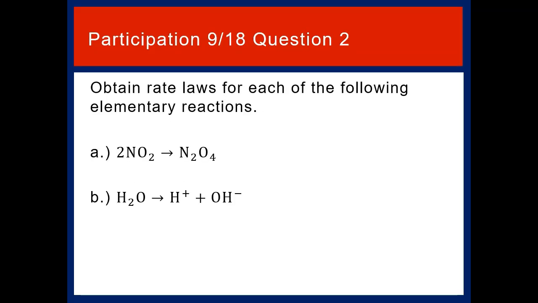Participation 918, question 2. Obtain rate laws for each of the following elementary reactions. A, 2NO2 becomes N2O4, and B, H2O becomes H plus and OH minus. This is the second question on participation 918, due Friday, September 18th at 11:59 p.m. over on Blackboard. The link to the assignment is right below the documents where these videos are posted. Again, obtain rate laws for each of the following reactions: A, 2NO2 becomes N2O4, and B, H2O becomes H plus and OH minus.